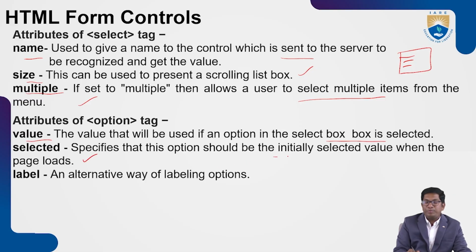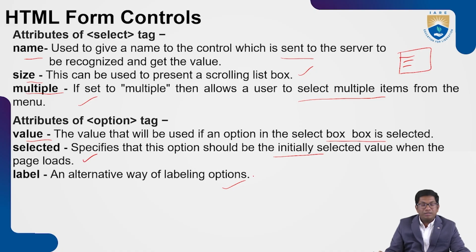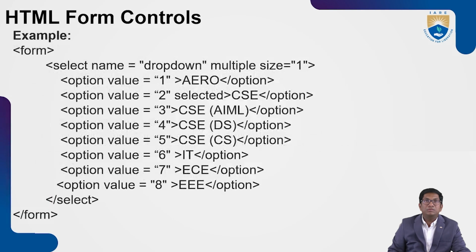Next, selected. It specifies that the option should be the initially selected value when the page loads. And label is an alternate way of labeling options, right? So for the initially selected option, you write selected as an attribute, and that will be highlighted.